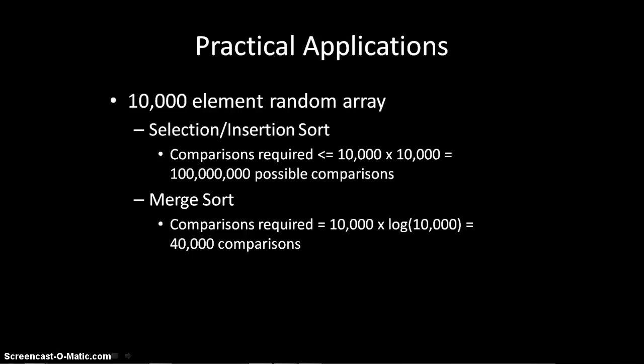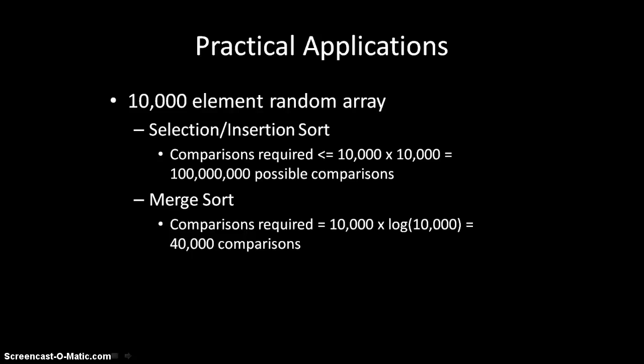Let's say we have an array with 10,000 elements, all assigned completely randomly. Let us also assume that we have a device limited to performing a maximum of 1 million comparisons per second. If we choose to use a selection sort or insertion sort method, there is a possibility that we would have to perform up to 100 million comparisons. Therefore, the sorting process could take up to 100 seconds.